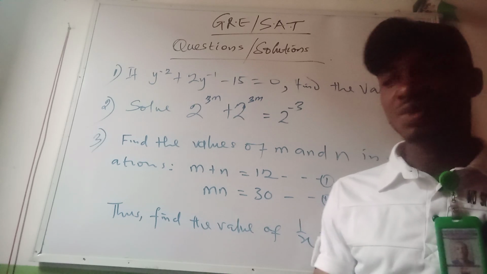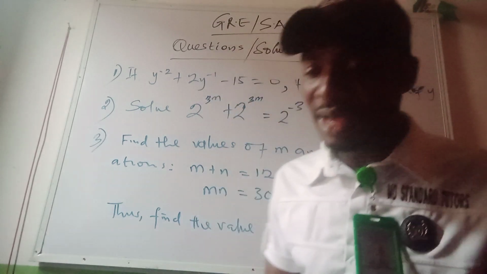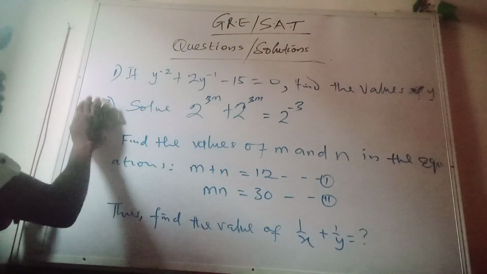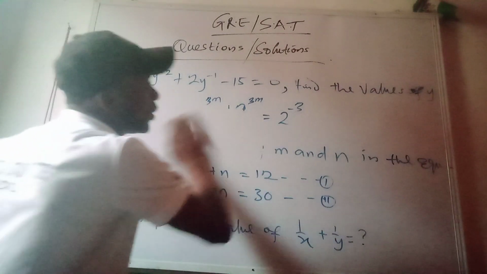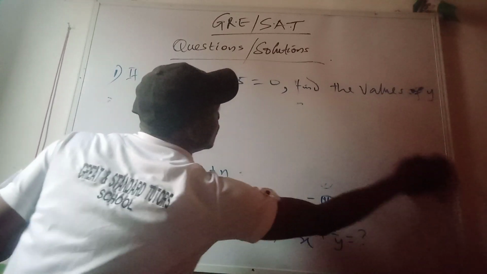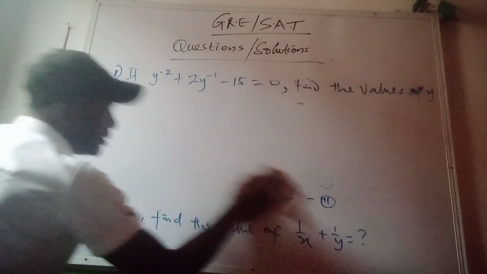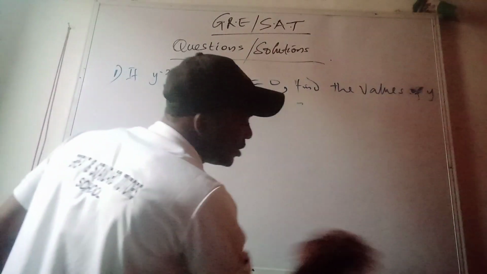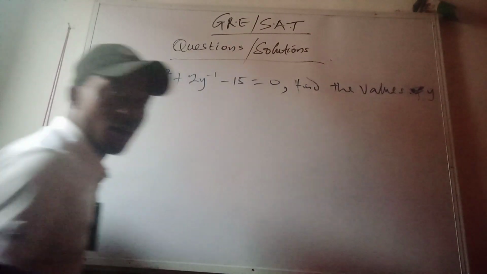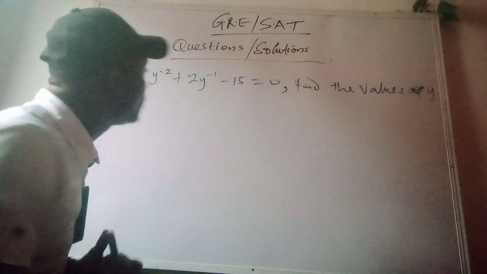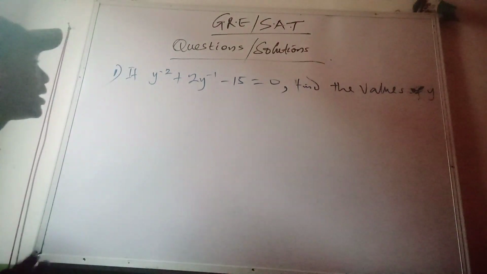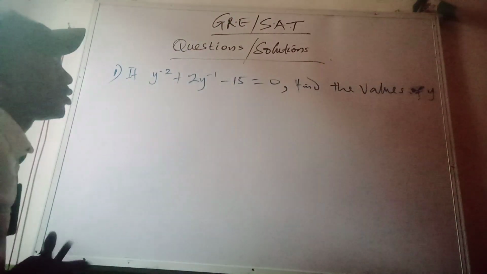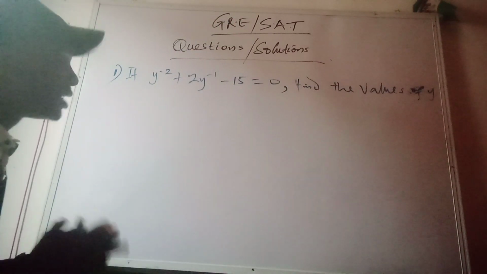So I'm going to be picking these questions one after the other, solving them, and you see the way I go about it. Starting with number 1. Number 1 says, find the values of y in this equation. We're going to be using 2 methods to solve this. I pray within the 2 methods you should be able to grab your own. I've already received the equation, so we just kick off with the solution.